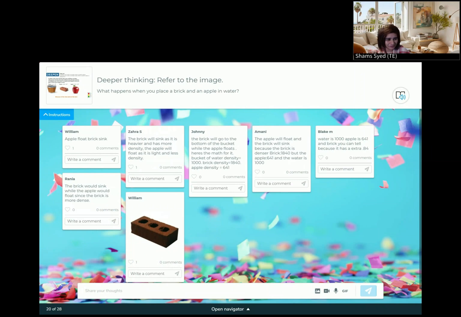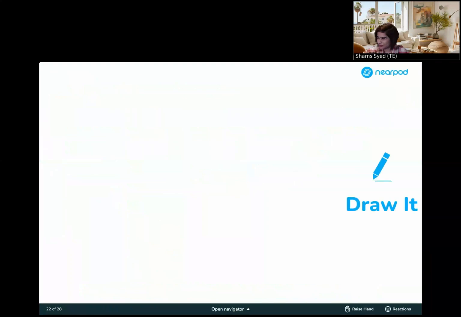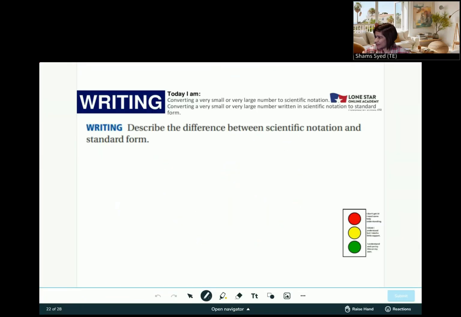Okay, let's look at the time. I have a little writing piece, and we are not using a lot of writing in this class, but because time allows and how well you guys are doing, we can look at this. I want to see how you will describe the difference between scientific notation and standard form. Think about explaining this to a 6th grader or a 7th grader, as if they've never heard about it. This is a little writing piece.